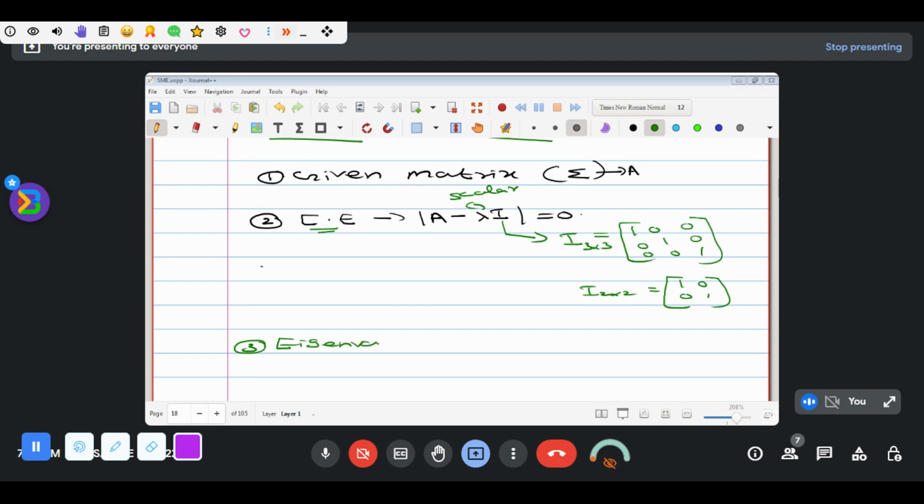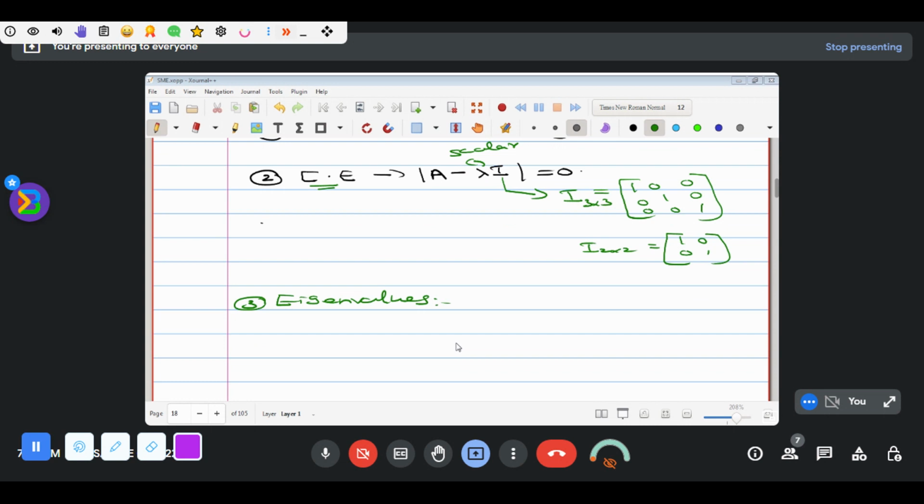What do you mean by eigenvalues? Suppose you want to form the characteristic equation. Here A is a 3 by 3 matrix, and maybe A is a 2 by 2 matrix. When you find it, you get the result in terms of lambda, a polynomial equation. This is the characteristic equation.